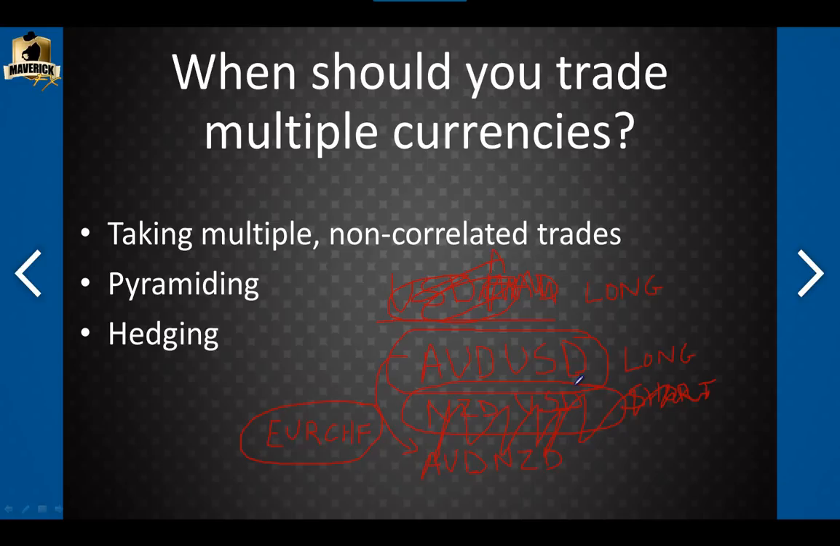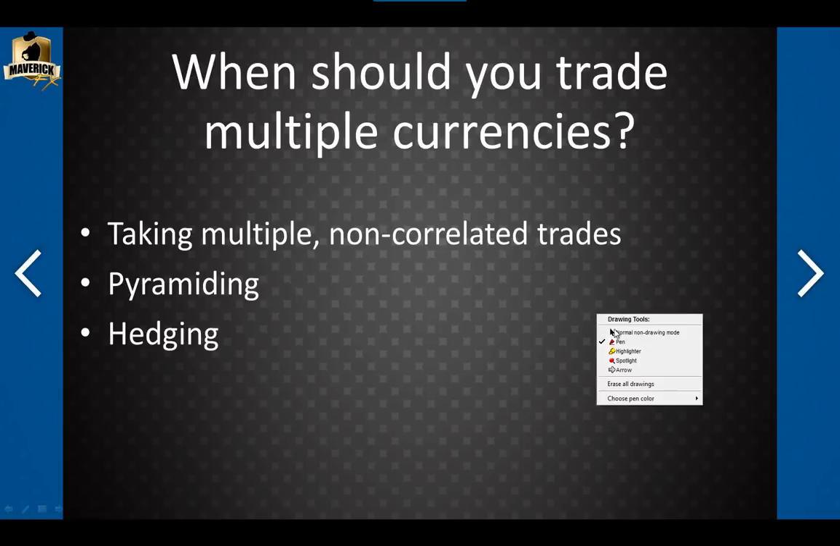It's a redundant trade. You really should just get out of Aussie dollar and play Aussie Kiwi directly. It's going to be a lot easier for management's sake. It'll be the same in transaction costs. Now you'll actually save one. You'll save one transaction cost on the way out. So again, taking multiple non-correlated trades. That's one of the times where I would say, you know what? It does make sense to have multiple trades in your account.